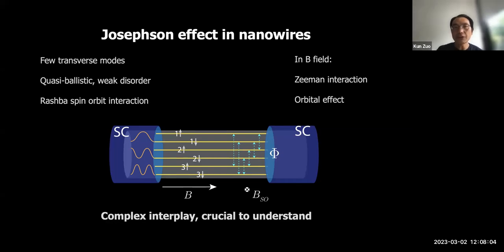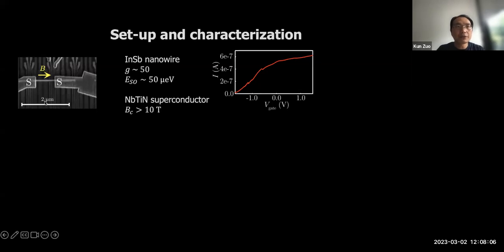So the system we use is actually very simple. We have an indium antimonide nanowire lying on top of prefabricated electrical gates, which are used to control the chemical potential of the nanowire. This indium antimonide nanowire has a very large g-factor, around 50, and a spin-orbit energy around 50 micro eV. The nanowires are then contacted by two superconducting contacts made of niobium titanium nitride. The reason why we use niobium titanium nitride is because its critical field is very large, larger than 10 Tesla.